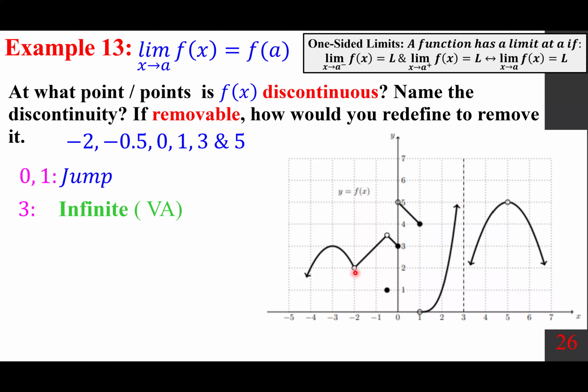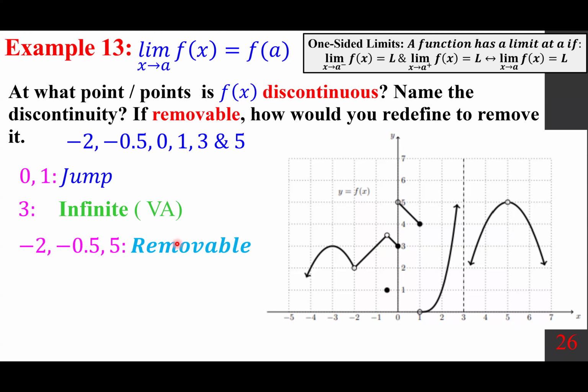So if you look at -2, everything is fine. They are connected except there is a hole there. So that's good. This one, -0.5, the same thing, 5, the same thing. So those 3 are considered removable. Again, there are still discontinuities there, but removable nonetheless. That means we can fix it. So how do we fix it?